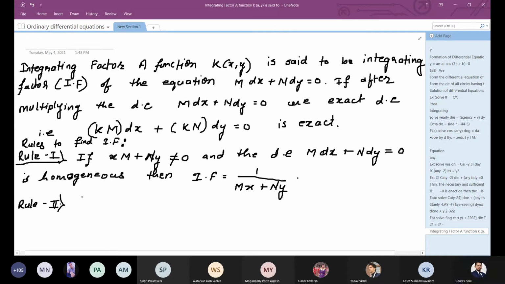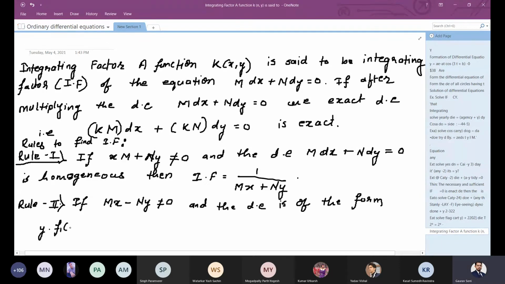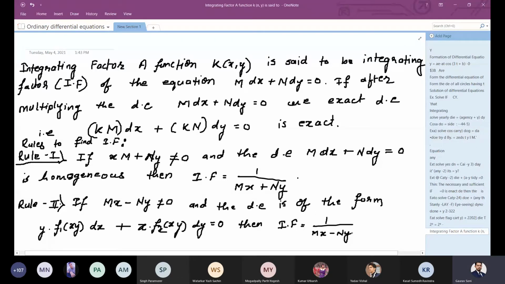Rule number 2 says that if Mx minus Ny is not equal to 0 and the differential equation is of the form y into f1 of xy dx plus x into f2 of xy dy equal to 0, then the integrating factor is equal to 1 upon Mx minus Ny. Can anyone try to explain this form, what it says?